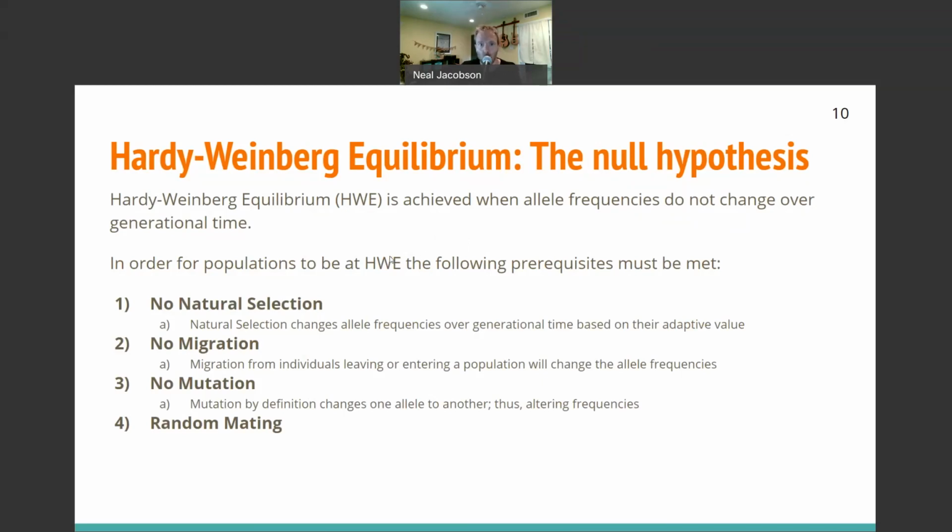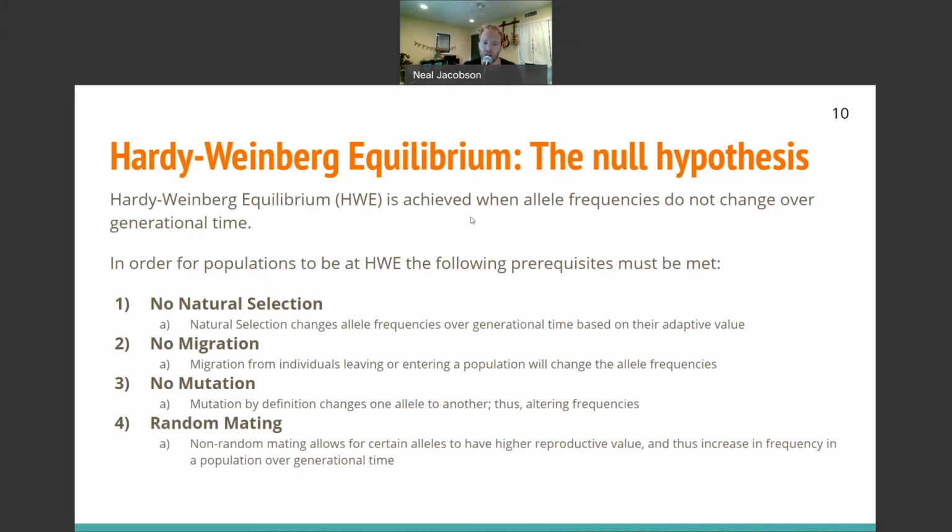That means there can be no sexual selection, because sexual selection means that there is an allele that codes for a trait form that some female or male finds more attractive and will make more offspring with that trait form, which will propagate that allele in the population more than other alleles, which will change the allele frequencies. So mating has to be completely random for Hardy-Weinberg to be in equilibrium. Like we said, non-random mating allows for certain alleles to have a higher reproductive value and increase in frequency.